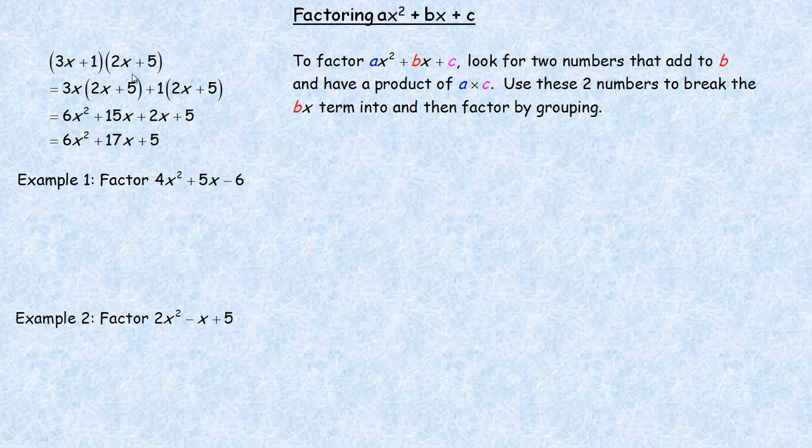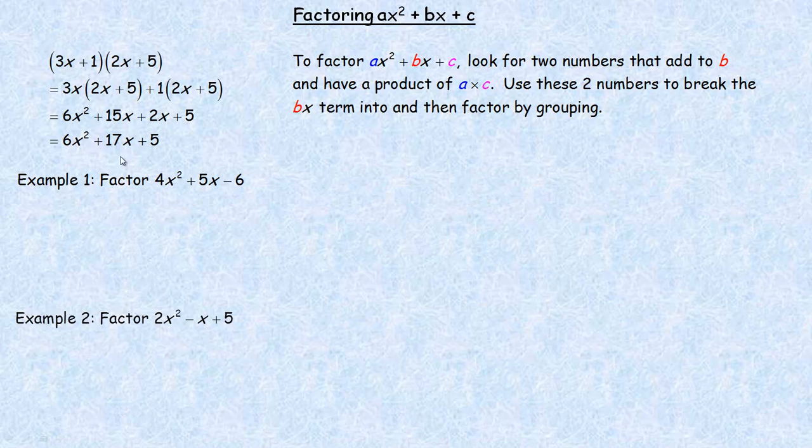We multiply the 3x by each term over here. Normally people write 3x times 2x and then 3x times the 5, and that's really what that means. 3x gets multiplied by each of these two terms, and then plus the 1 gets multiplied by each of these terms, and that's what that second line says there. So when we actually do the multiplication, 3x times 2x is 6x squared, 3x times 5 is 15x, 1 times 2x is 2x, and 1 times 5 is 5. And so there are two like terms in the middle here, the 15x and 2x, to add to 17x. So it simplifies to 6x squared plus 17x plus 5. So that's an example of expanding.